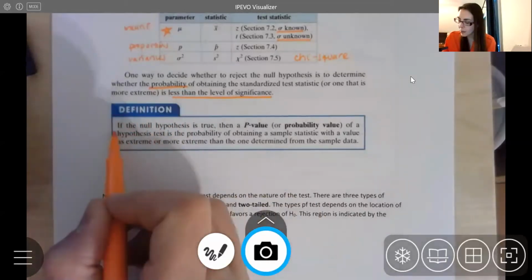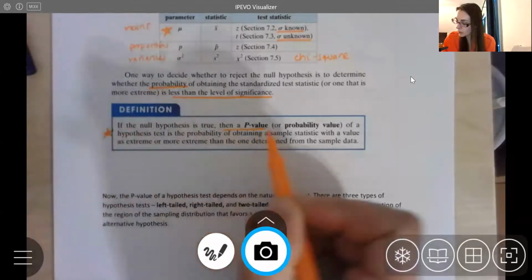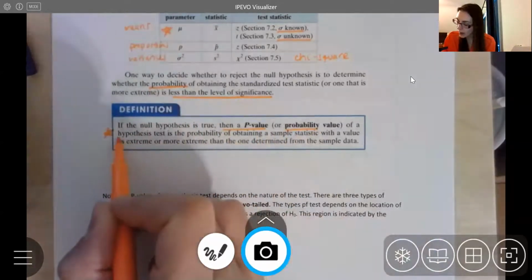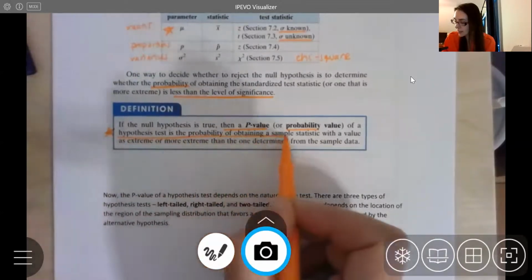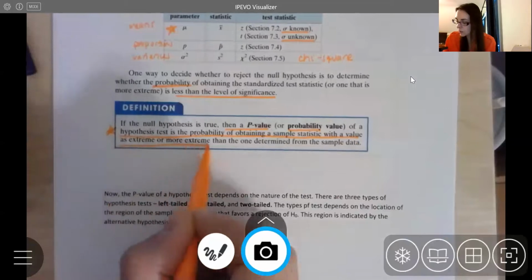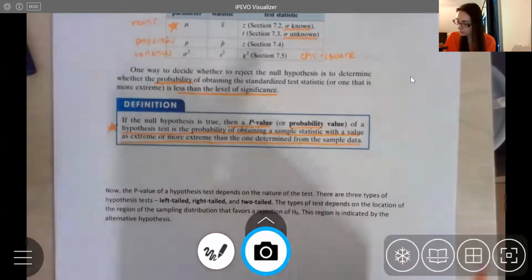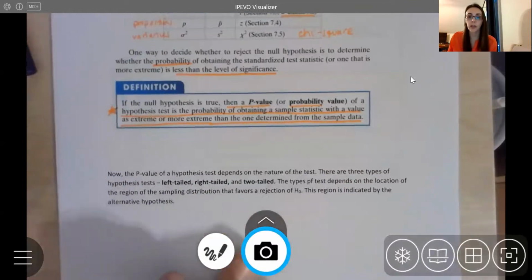So if the null hypothesis is true, then the p-value, which is a probability of the hypothesis test, is a probability of obtaining a sample statistic with a value as extreme or more extreme than the one determined from the sample data. Now, this doesn't make too much sense right now, but your p-value is just a probability. So we're basically going to say, all right, if that probability is very small, then it's going to be unusual and very weird, right? So then the null hypothesis must have been false. And if the probability is quite large, then we're going to say, okay, that seems that the null hypothesis was true. So we're going to use that probability and that idea of if it's too small, it being unusual, and if it's large enough, it being fine.